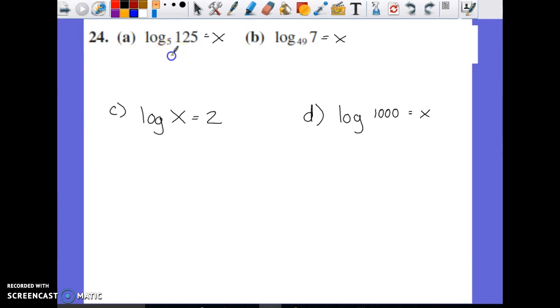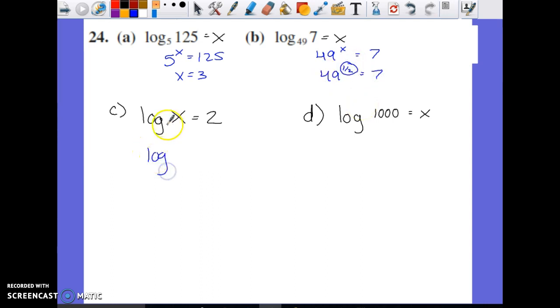Keep on rewriting it. 5 to the x equals 125. 5 cubed. 49 to the what gives you 7? Well, the square root of 49 is 7. How do I write that? As a fraction. 49 to the 1/2 equals 7. So 1/2 is the answer.